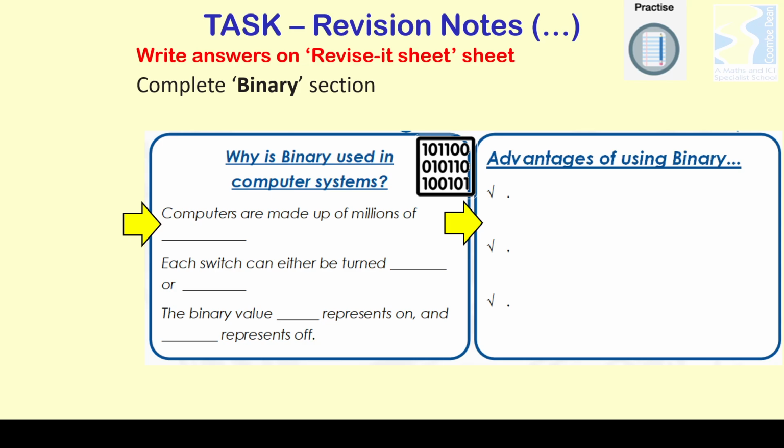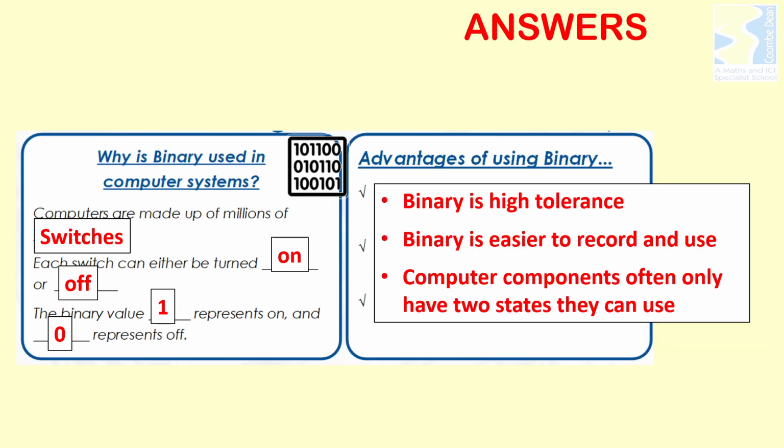Okay, checking your notes. So why is binary used? Because computer systems are made up of millions of switches. Each switch can be turned on or off. Binary value for 1 represents on and 0 represents off. And the advantages: binary is high tolerance, easy to record and use, and computer components often only have 2 states they can use.